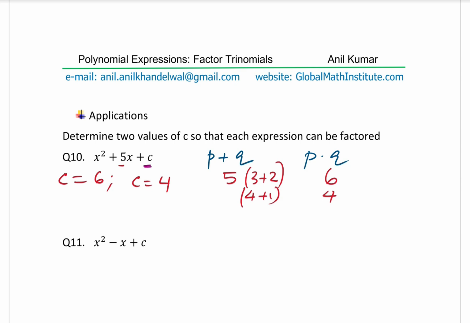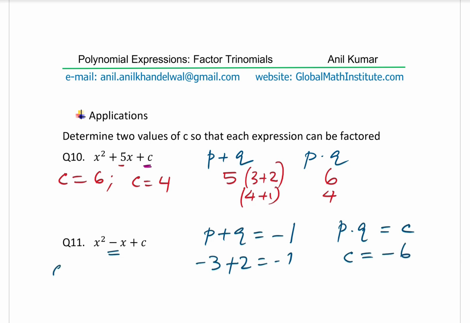Again, as I said, we have to look for what we are given. We are given the sum this time, p and q. When you add them up, it is minus 1. C is the product, right? So p times q is C. What could add to give you minus 1? Well, minus 3 plus 2 could give you minus 1. No problems. When you multiply, then C should be equal to minus 6. So C equals minus 6 is one combination.